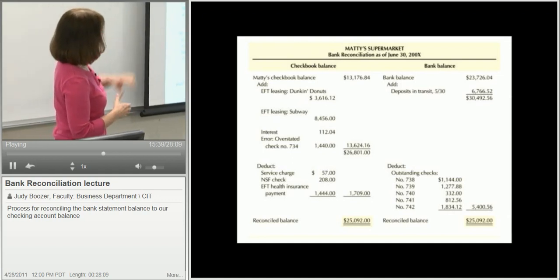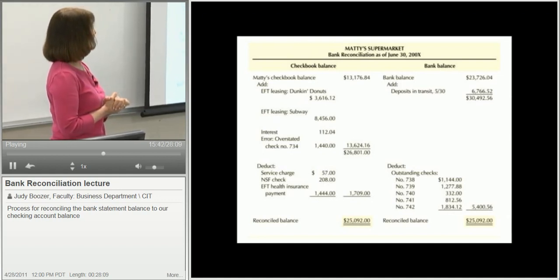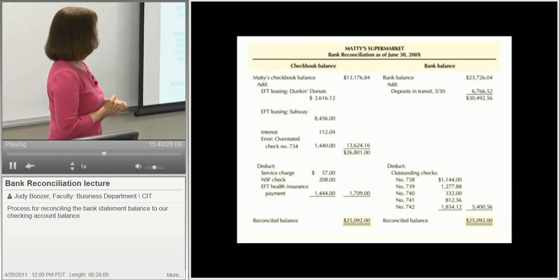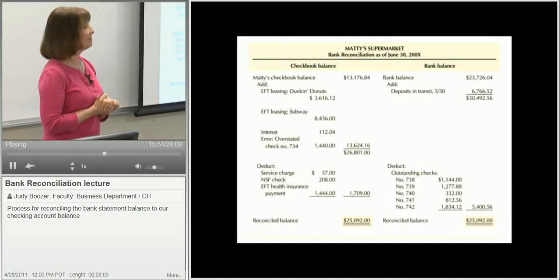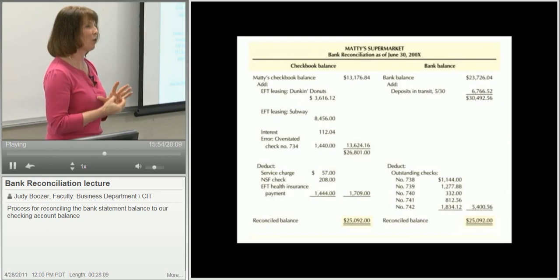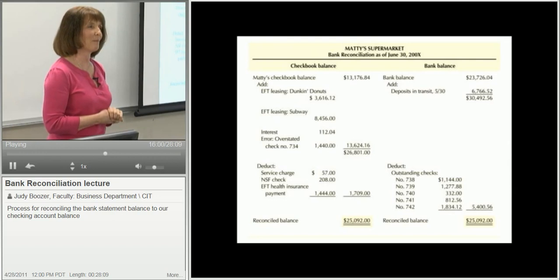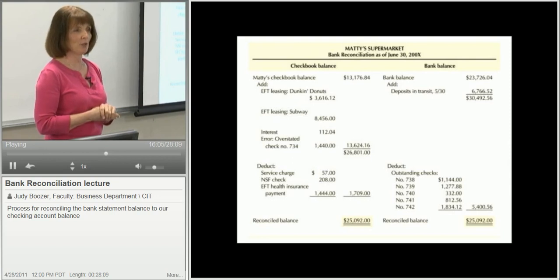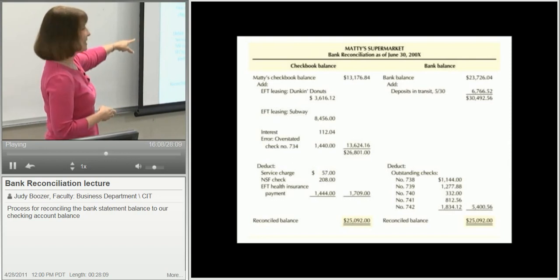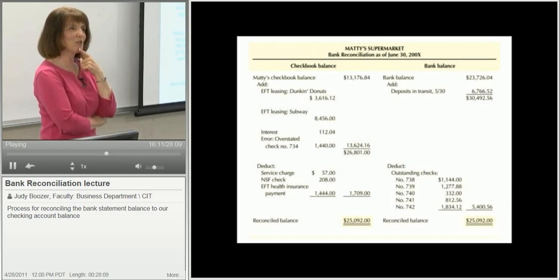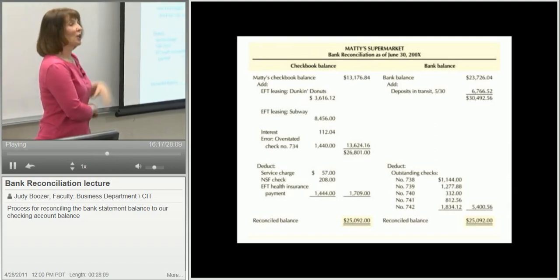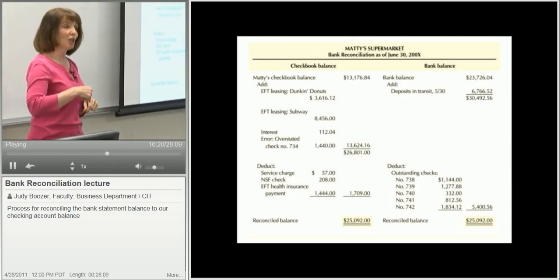Now, let's look at the EFT leasing. What is that going to be? Depends on where it's coming from or what it's coming for. But we know that the positive is going to be which account? Cash. And then whatever source this is coming from, what source of revenue it's coming from. What about deductions? How are we going to deal with those negatives to our checkbook balance? Right, we're going to credit cash because we're reducing the cash in our account.